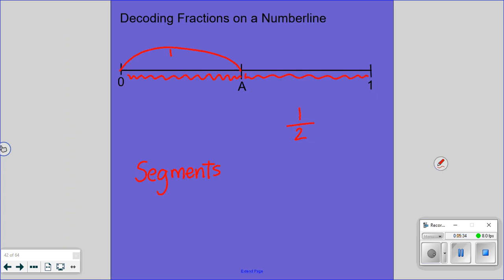And I don't want it to be tricky because segments and the word pieces are synonyms. So if it's asking you what a segment is, it's asking you about a piece or a chunk.